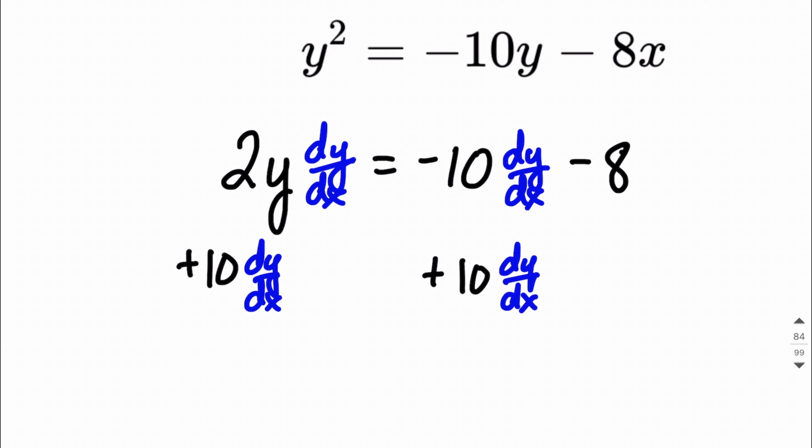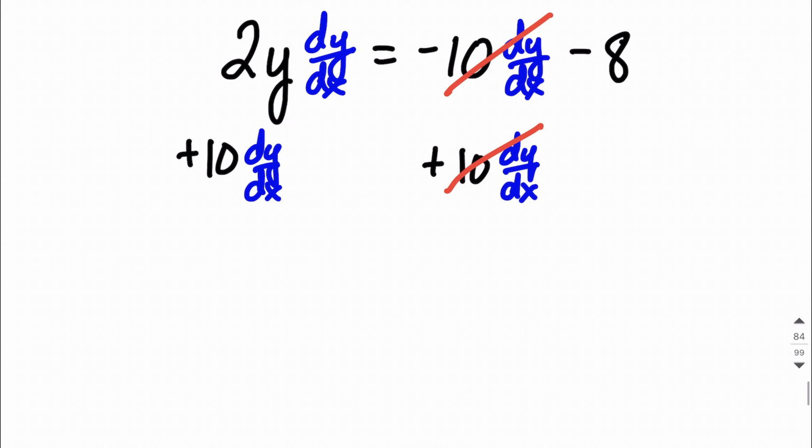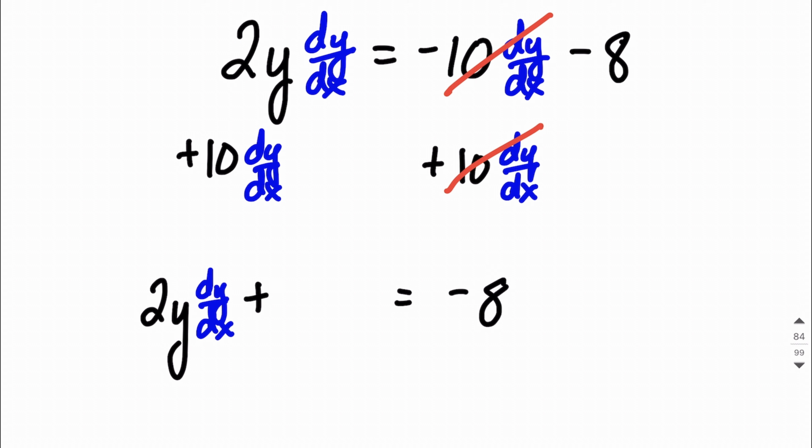All right, on the right-hand side, negative and positive, right? Subtracting and adding the same thing makes 0 dy/dx's. So on the right-hand side, we will be left with negative 8. On the left-hand side, you can write these in either order. I'm going to go ahead and say 2y dy/dx plus 10 dy/dx.